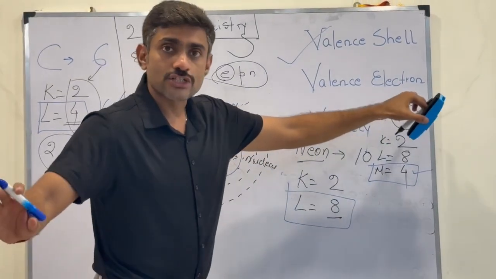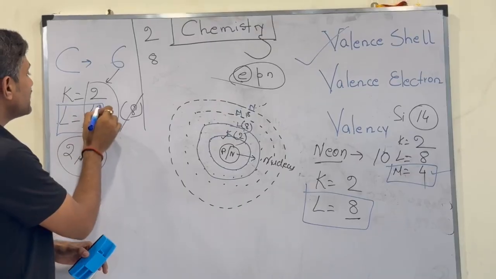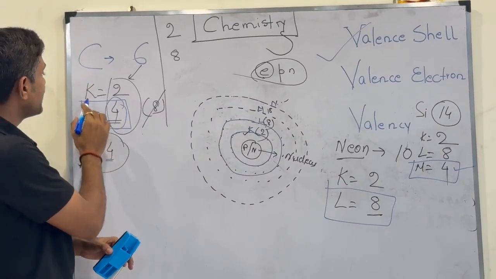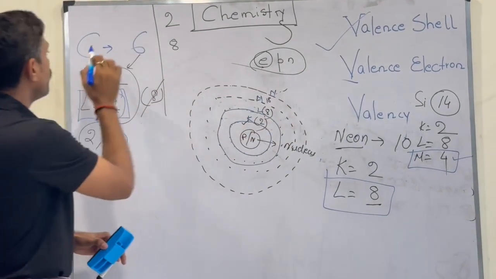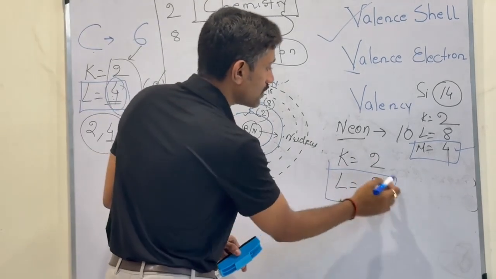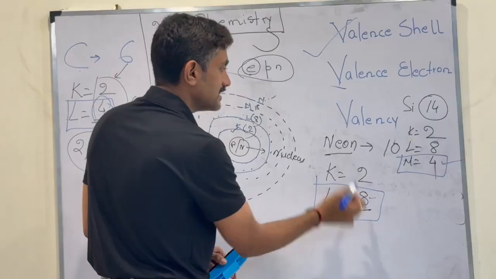Now, what is the valence electron? Valence electron is the total number of electrons that fit in the outermost shell. So, in case of carbon, in the outermost shell, we have only 4 electrons. So, the valence electron for carbon is 4. For neon, in the outermost shell, we have 8 electrons. So, the valence electron for neon is 8.